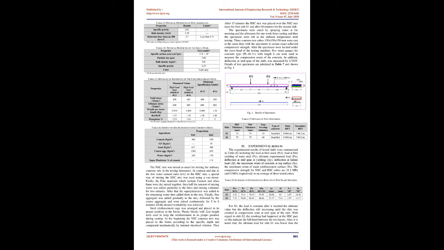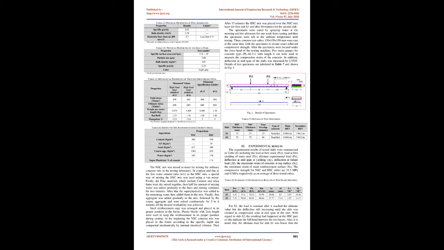Two mixes were used to cast slabs, NSC 25 MPa and HSC 60 MPa, and they were designed for target 28-day compressive strengths of 25 MPa and 60 MPa respectively. Table 6 shows the mix proportions of the two concrete mixes. The NSC mix was mixed as usual for ordinary concrete in the testing laboratory. In contrast, due to the low water-cement ratio, W/C, in the HSC mix, a special way of mixing was used, using a pan mixer.